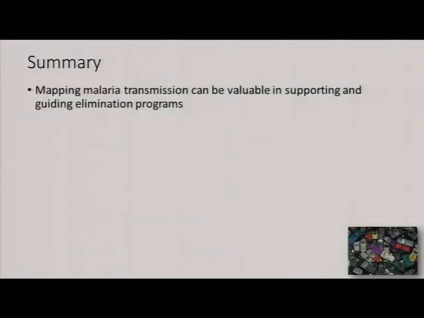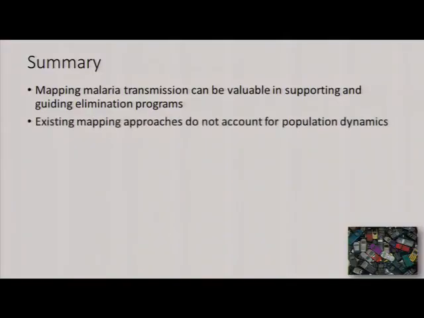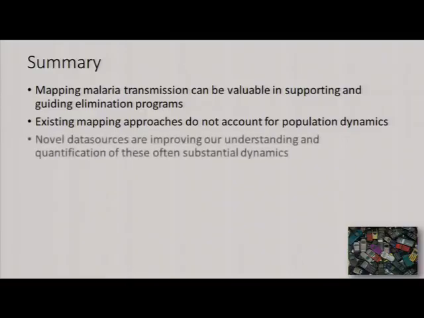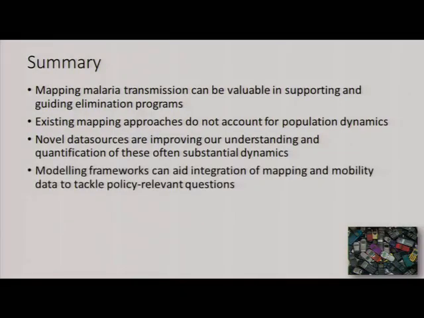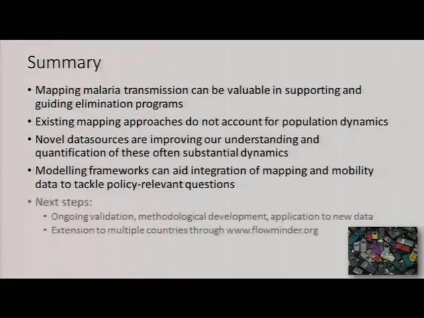So, just with 10 seconds left, we have shown mapping malaria transmission can be valuable in supporting these elimination programs. But existing approaches so far have not accounted for population dynamics, which appear across many mobile phone datasets, and many other movement datasets, to be substantial. There are a range of data sources now, particularly these call data records, for improving our understanding of the substantial dynamics that we see. And modeling frameworks can help integrate those mapping and mobility data to try and tackle some of these policy relevant questions.